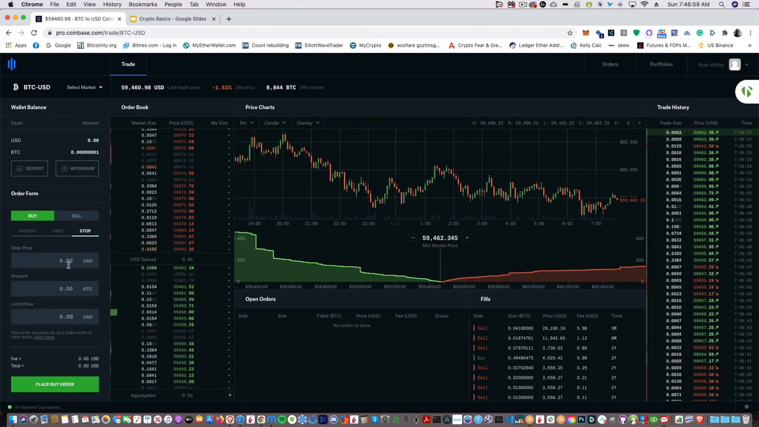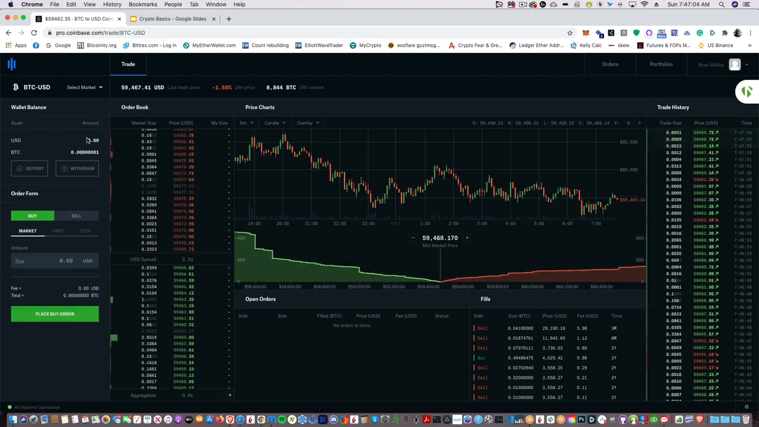You can also use that stop for buying into the market if it pushes through a certain level. It works that way as well. Of course, you've got funds that you've got. I've got 0 and 0. You can deposit, which I'll go through in a bit. And I mean, basics of placing order.